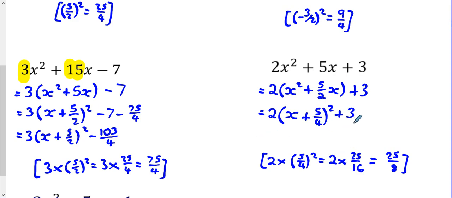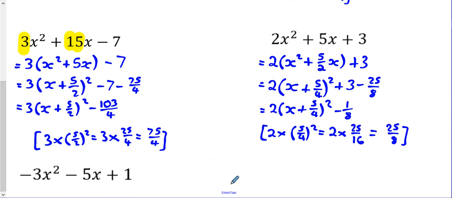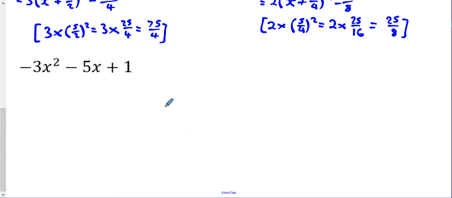So that's what we're subtracting. So it's 2x plus 5 over 4 squared. This 3 is 24 over 8, taking off 25 over 8. So we'll end up with just negative 1. And the last one just brings together all of that and adds in the negative.